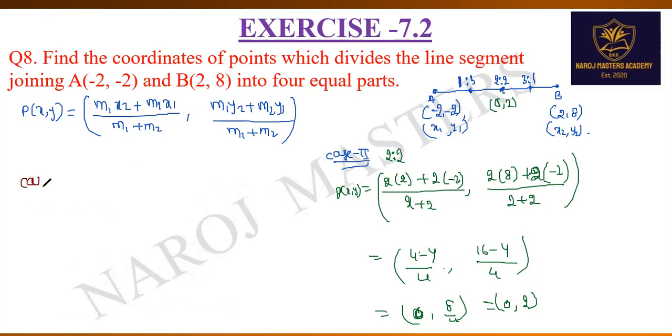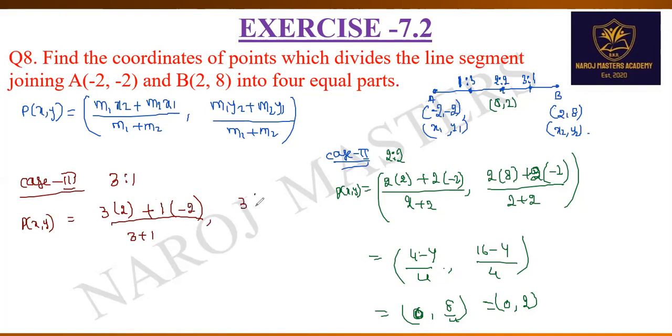Case 3, that is 3:1. Substitute again in this formula, P of x comma y. So m1 is 3, 3 into x2 is 2, 3 into 2 plus m2 is 1 into x1 is minus 2 by 3 plus 1 comma 3 into 8, y2 is 8 plus 1 into y1 is minus 2 by 3 plus 1.